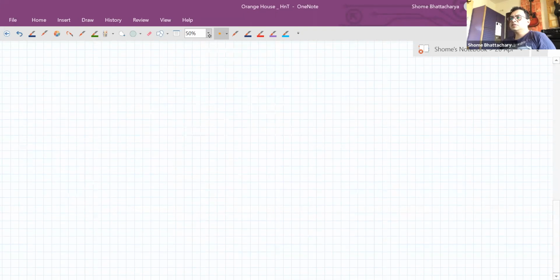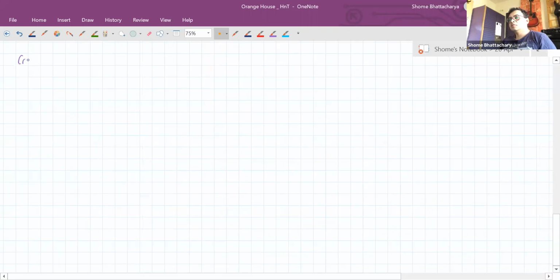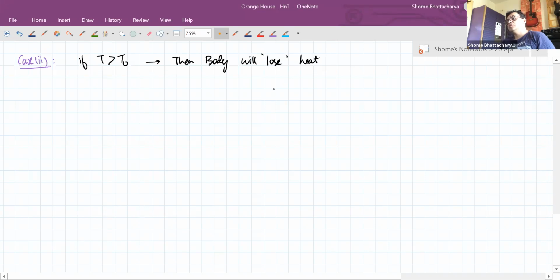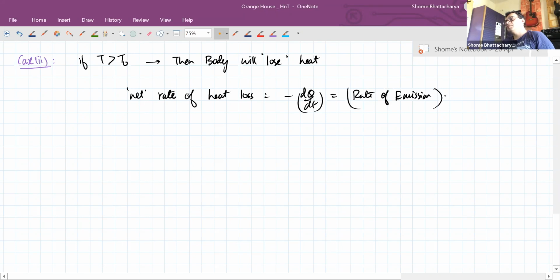Okay, now the next situation we had seen was if the temperature of the surface is greater than the temperature of the surrounding, then the body in concern will lose heat to the surrounding. So the net rate of heat loss, minus dQ by dt, will be equal to the rate of emission minus the rate of absorption.